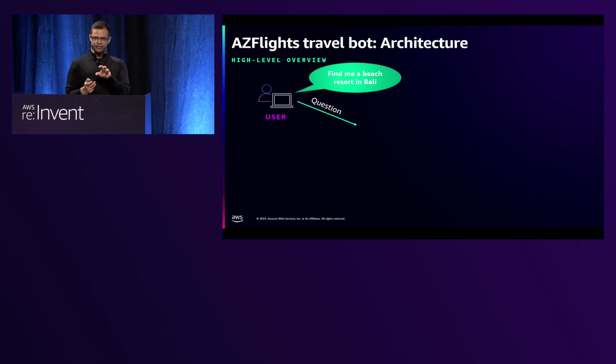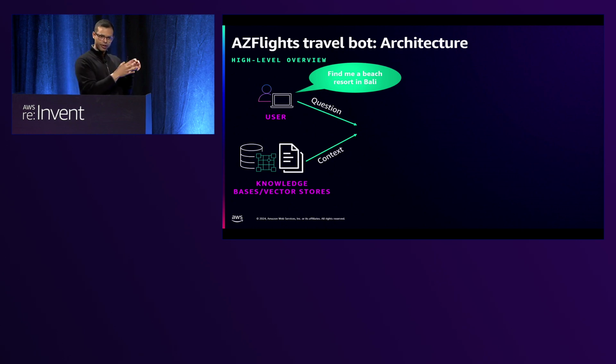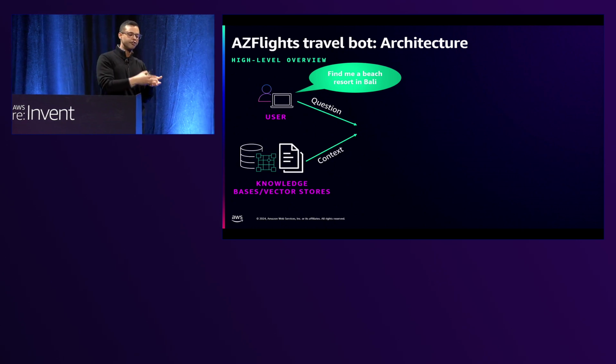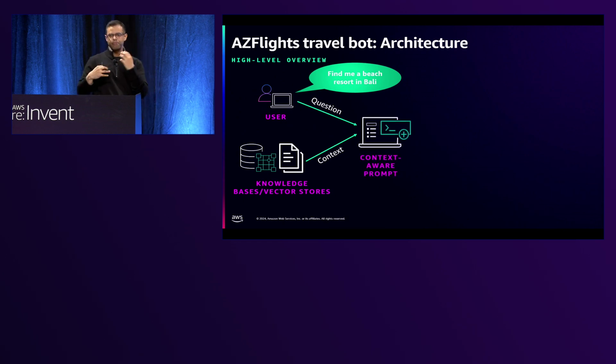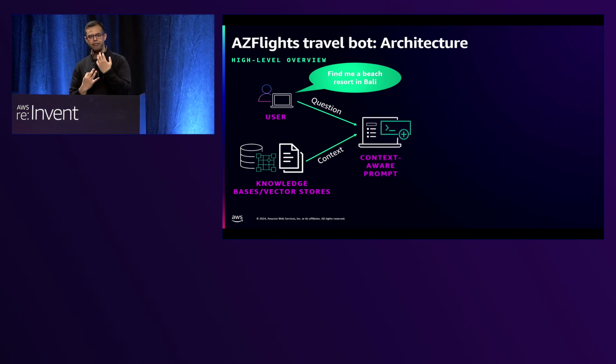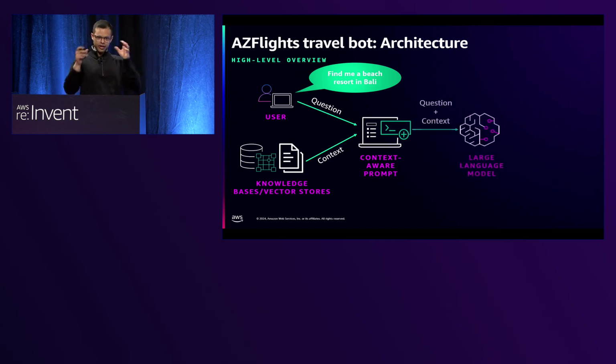Our travel assistant should actually pull the relevant information from something which we call a knowledge base or a vector store. This is where a wealth of your document sources, the customer data, customer 360 data is stored. We pull this, and we form an augmented prompt, or what we call a context-aware prompt. What this does is it combines the question from the user and the context from our knowledge base or the vector store, and feeds it to an LLM.